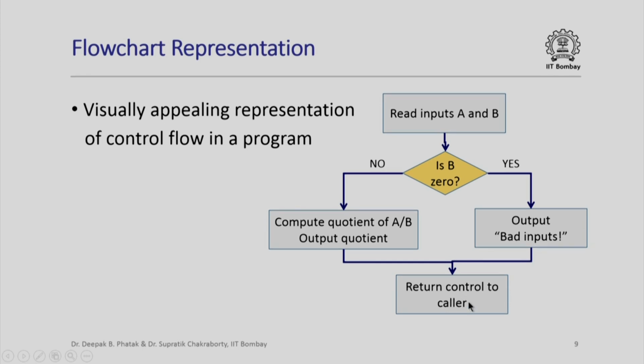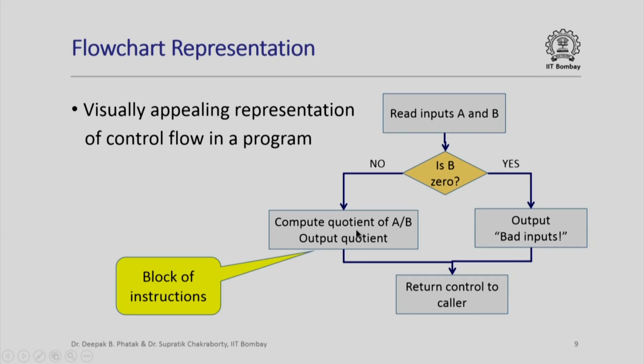In our case it is the operating system. If on the other hand B is not equal to 0, we execute this alternative block of statements where we compute the quotient of dividing A by B. We output the quotient and then we come back and execute the same sequence of instructions to return control back to the caller. So these rectangular blocks, as I mentioned, represent blocks of instructions.